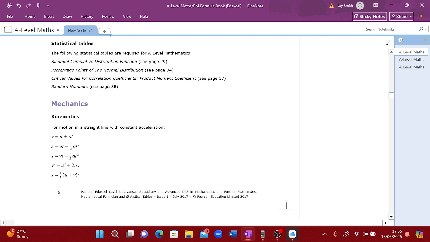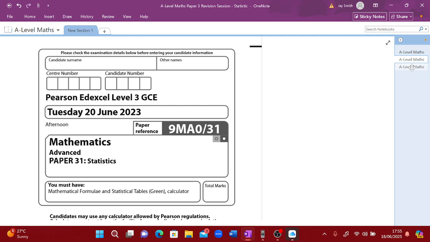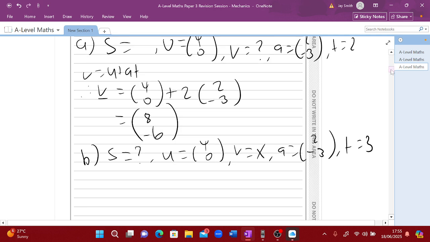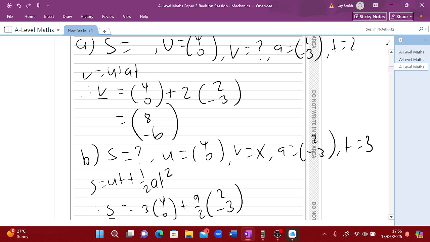Here we are. So it's the second one. s equals ut plus a half at squared. Let's have a look at that. So s is ut and a half at squared. So therefore s, the vector, is going to be ut, so that's going to be 3 lots of (4, 0), and a half of a, t squared. t squared is 3 squared, which is 9. So 9 over 2 lots of a, which is (2, -3).